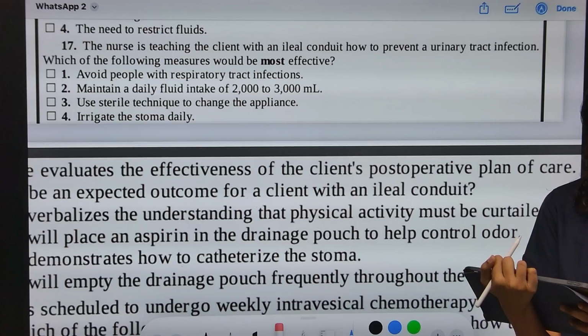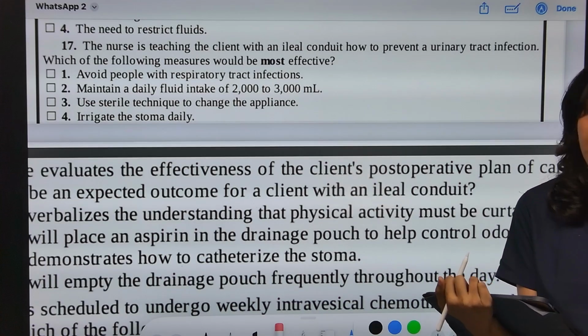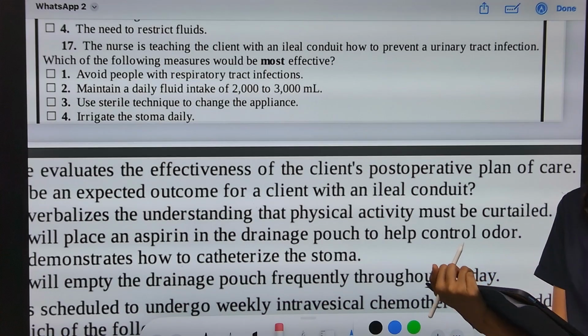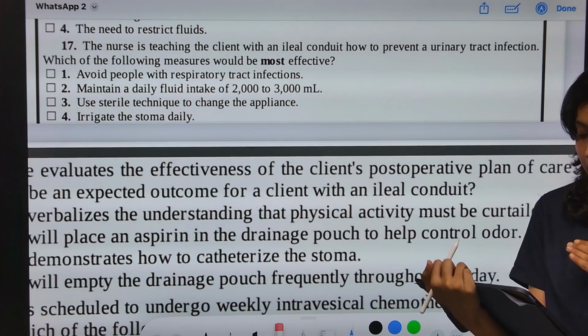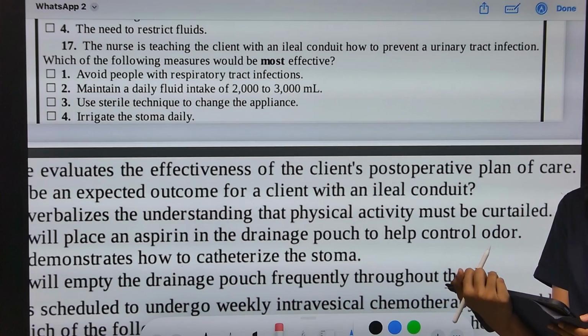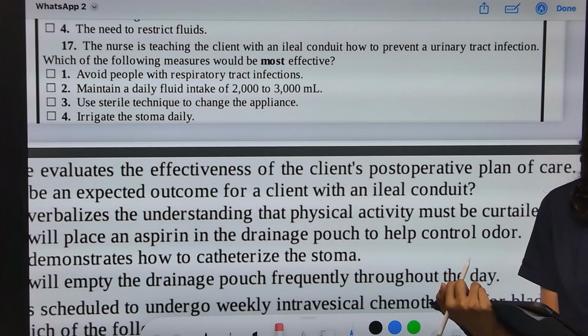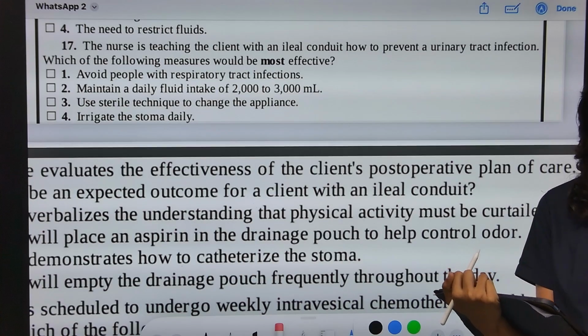correct. Maintain a daily fluid intake of 2000 to 3000 ml, and this is a very important answer in the renal system. We have to maintain the intake of water in that range, at least 3000 ml, that is 3 liters, to prevent any kind of UTI, because if we drink a lot of water it will flush out all the bacteria and it will reduce the chances of UTI.